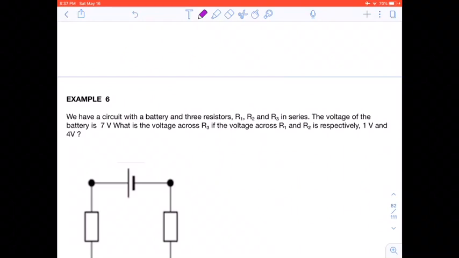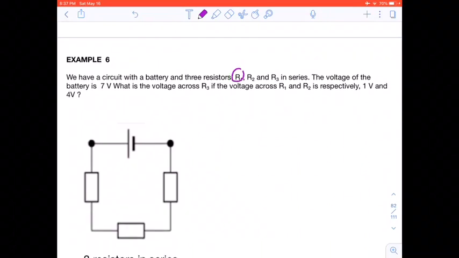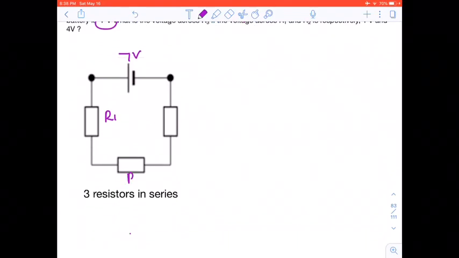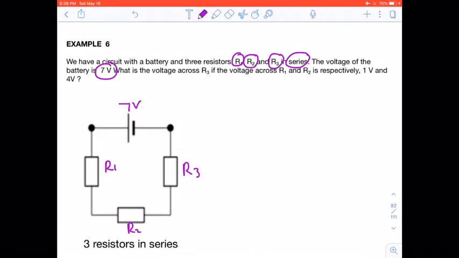Right, now if we look at the next one, here we have three resistors, R1, R2 and R3, and they are all in series. The voltage of the battery is 7 volts. What is the voltage across R3? So let's call this R1, this R2, and this R3. We want to know what is the voltage across R3.